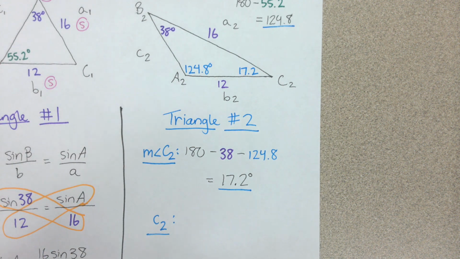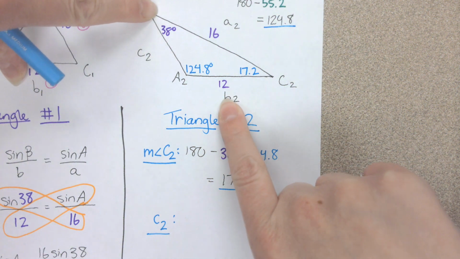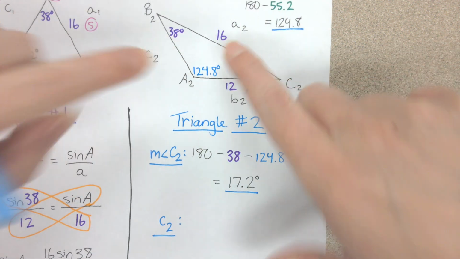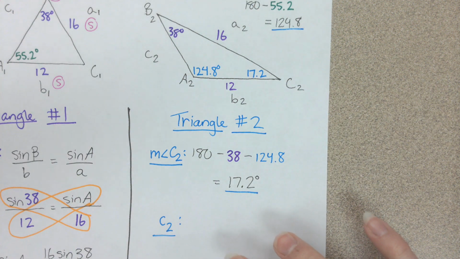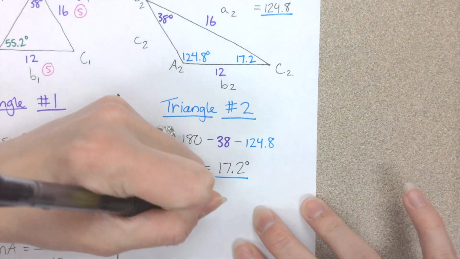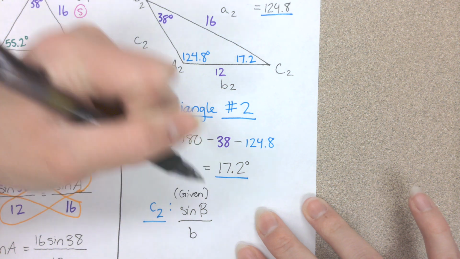So to find side C, I'm going to use law of sines, of course. I have the B's, both B's, and these were the given ones. That's why they're in purple. So I'm going to use these, not the A's, since I had to round this number. Okay, so we have sine of B over B, and again, I'm choosing this because it's given.